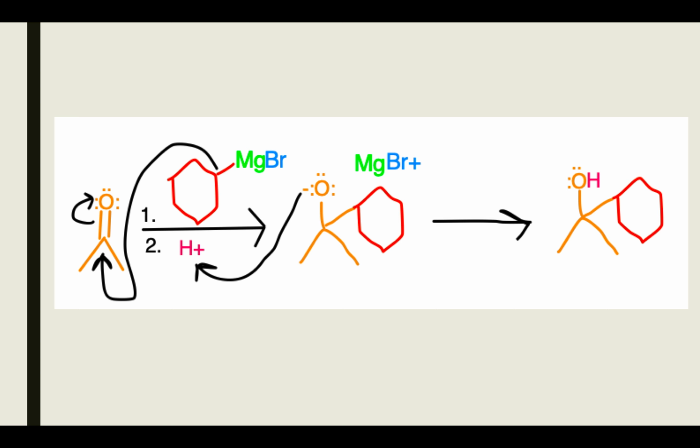When setting up a Grignard reaction, remember to always list the Grignard reagent as step 1 and the protic substance as step 2 in a Grignard reaction. As we've talked about, if you add them both at the same time, the Grignard reagent will be destroyed and the alcohol will not be formed.